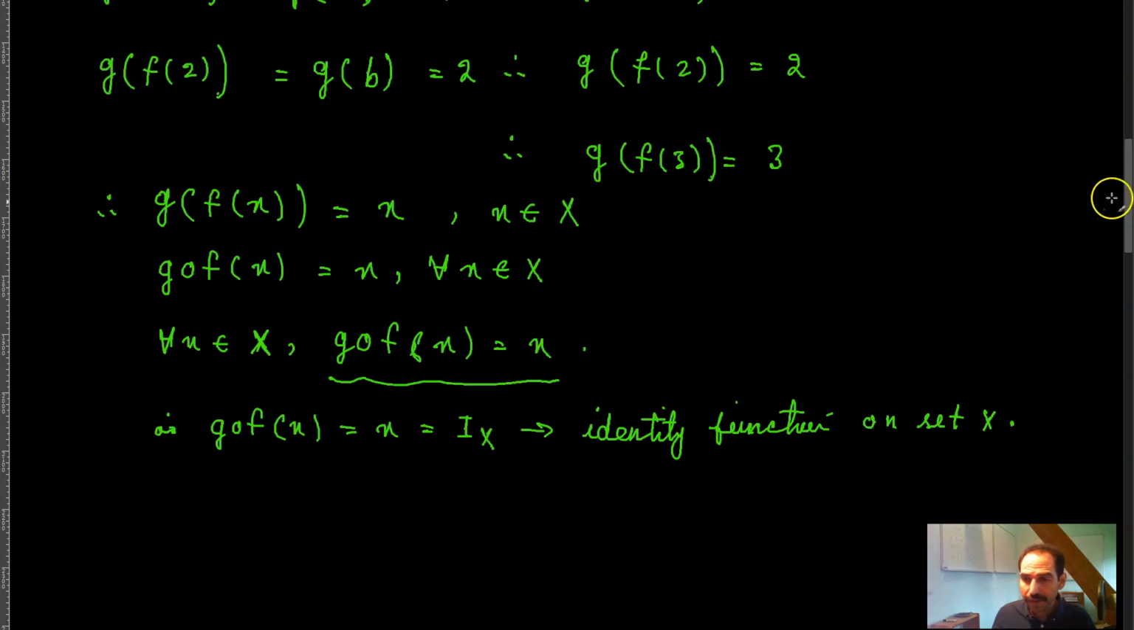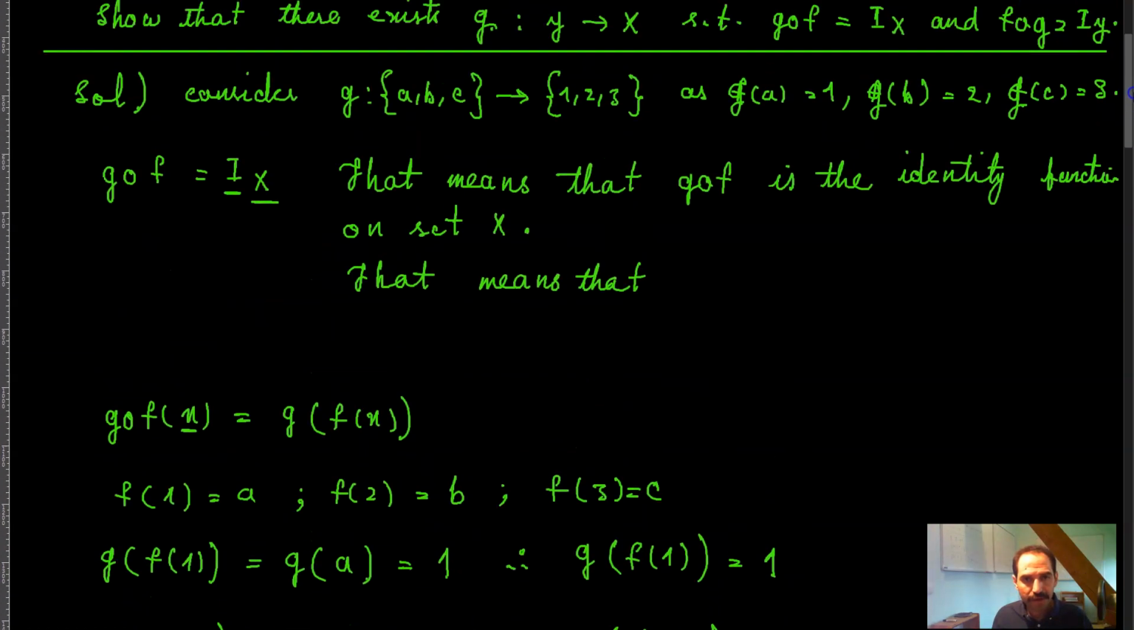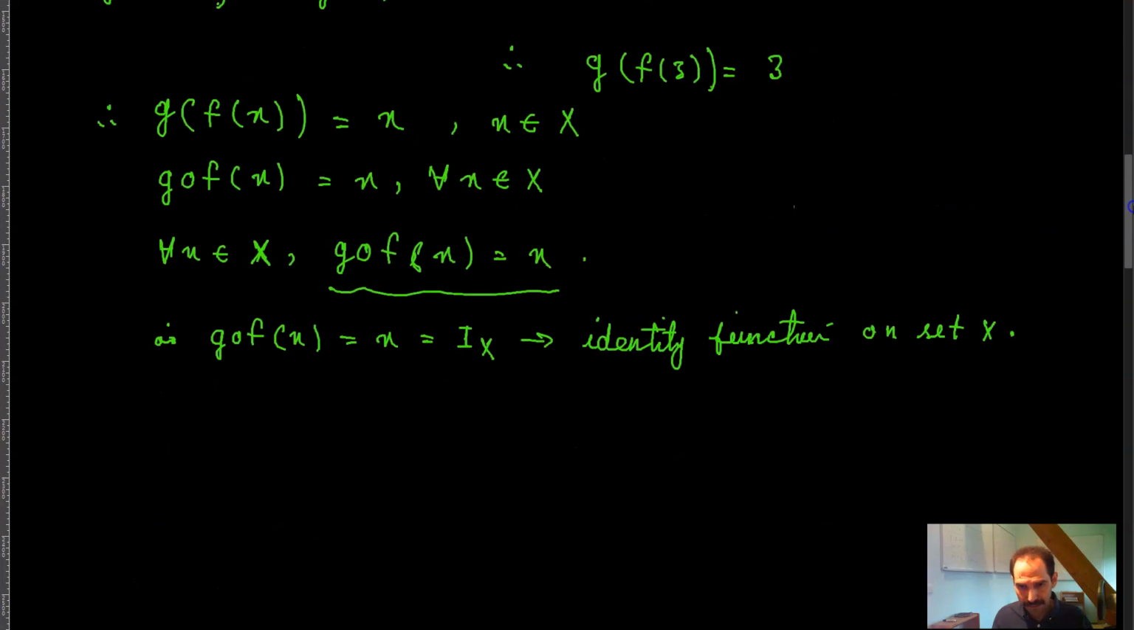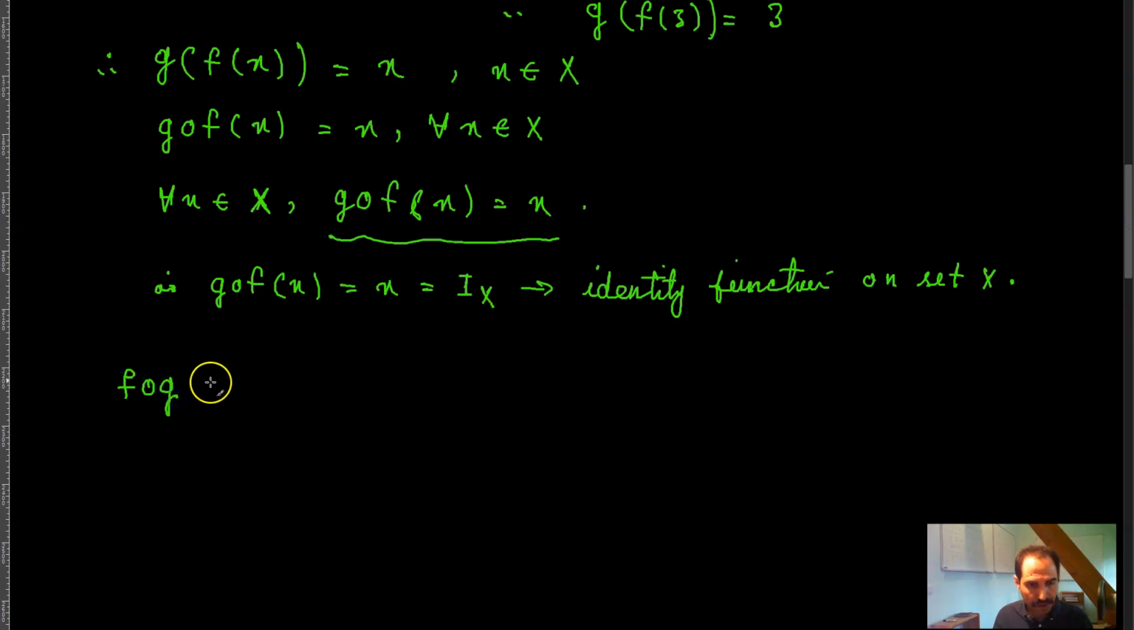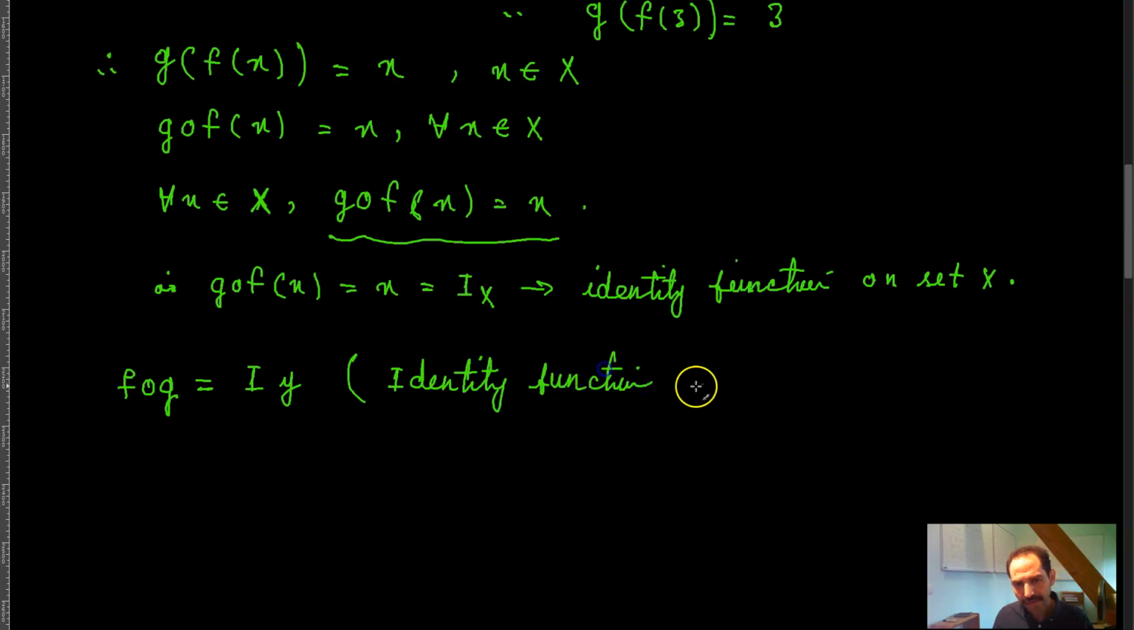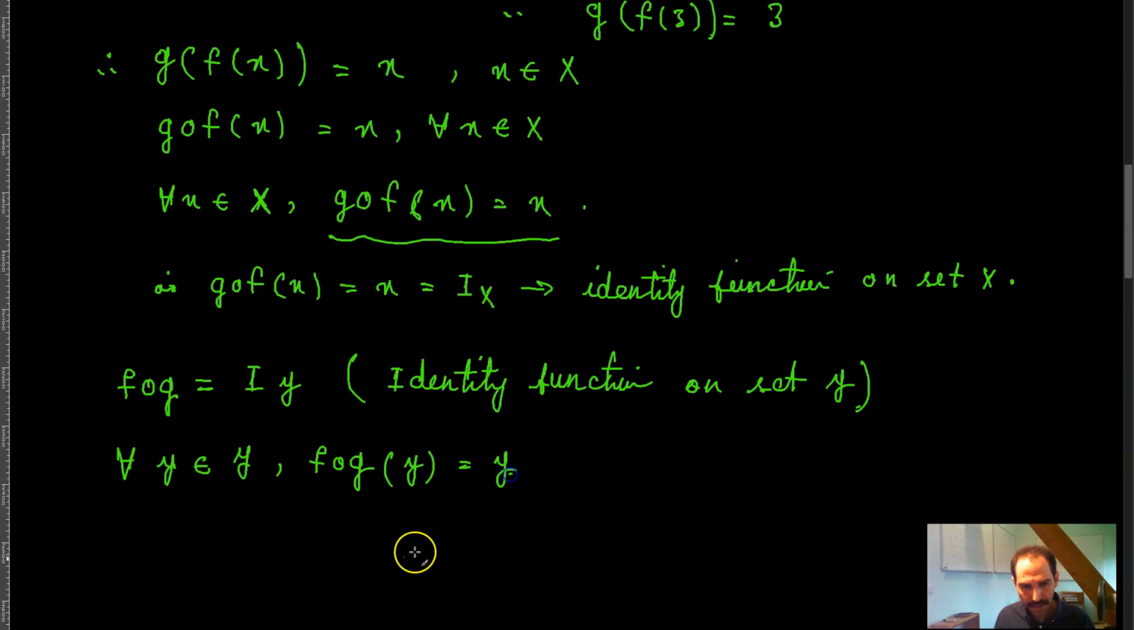Now by the same logic, you will see that f of g, without any y really, f of g is equal to I of Y, which means the identity function on set Y. What that means is that for every y belonging to the set Y, f of g of y is equal to y. And you can see it over here.